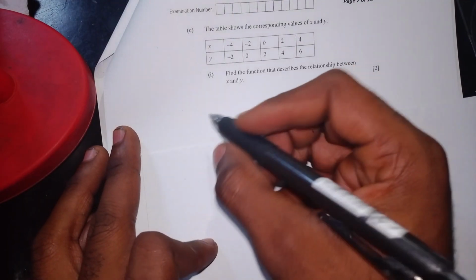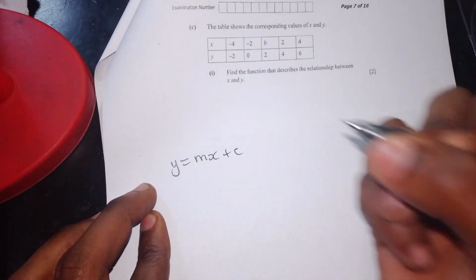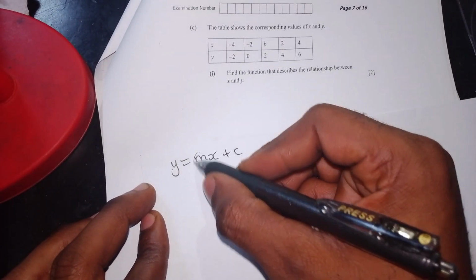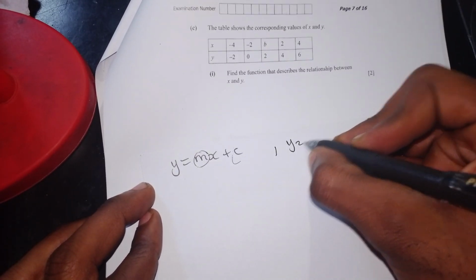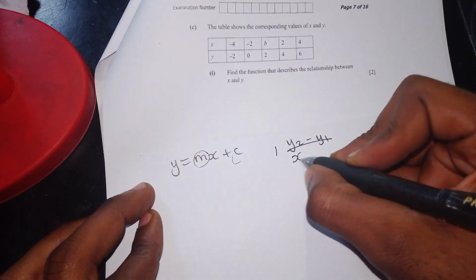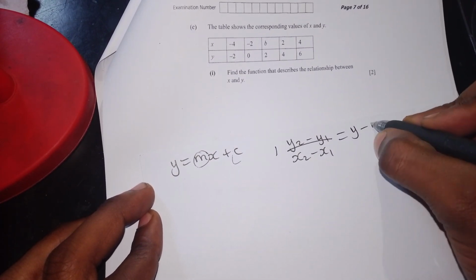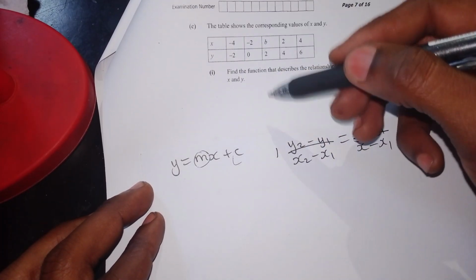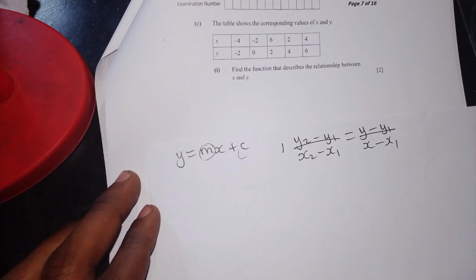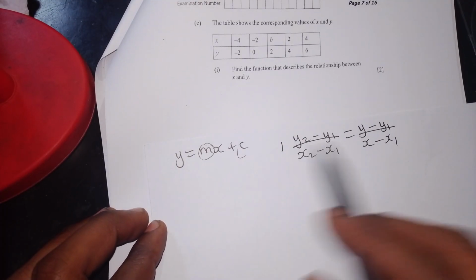So if you want, you can use y is equal to mx plus c. Of course you have to find this one first and then this. If you want, you can use y2 minus y1 over x2 minus x1 is equal to y minus y1 over x minus x1. If you want, you can just look at the pattern, because that's another way of dealing with this. So at this level, if you can't observe the pattern, then you can use any of these two.